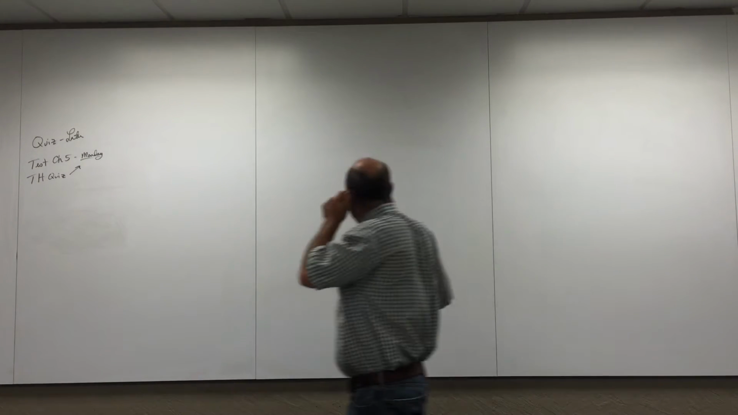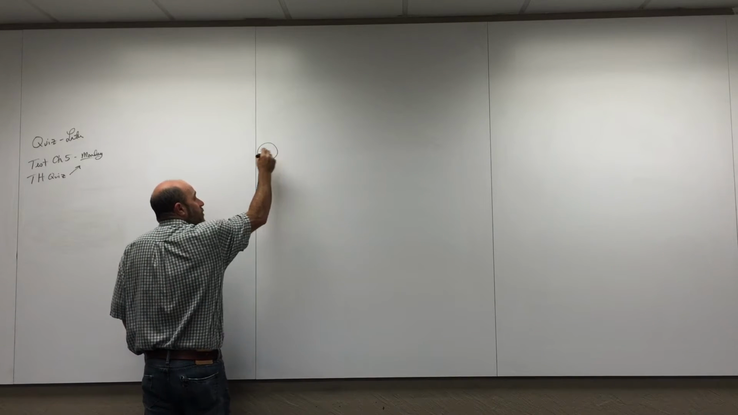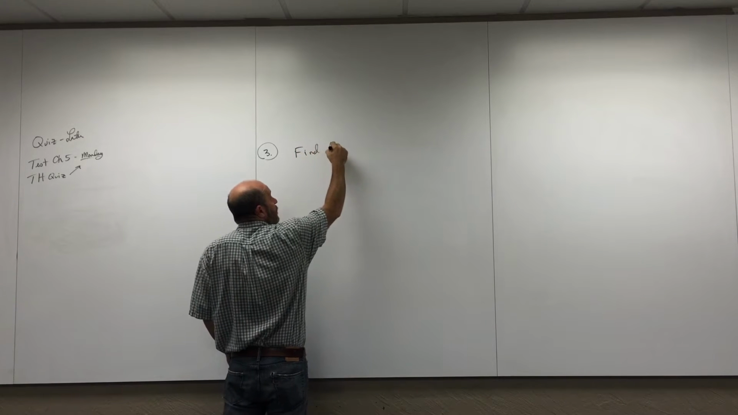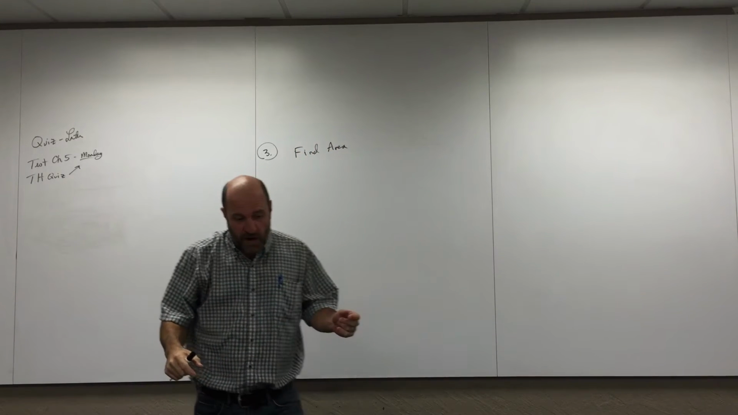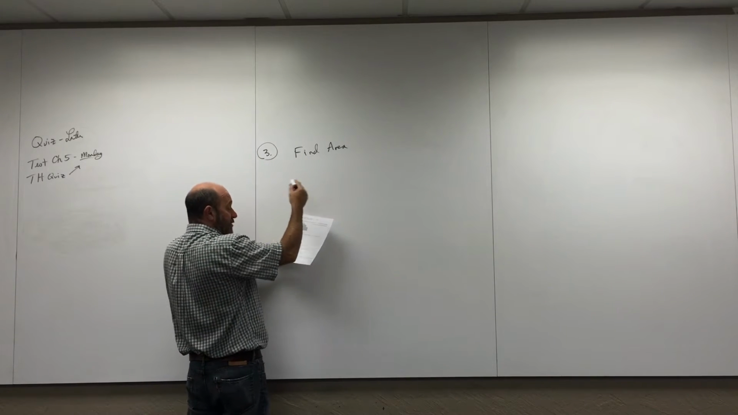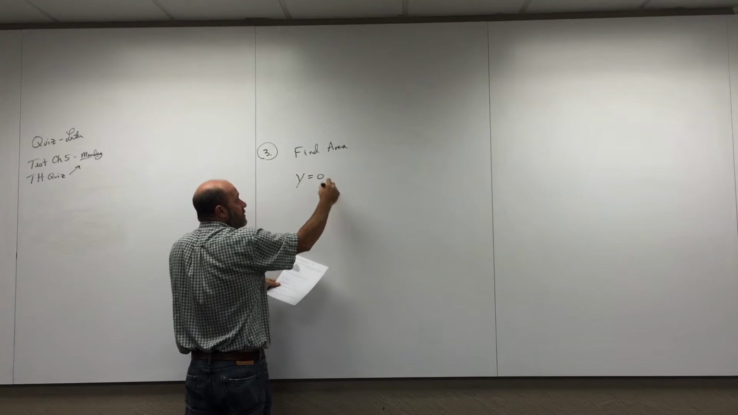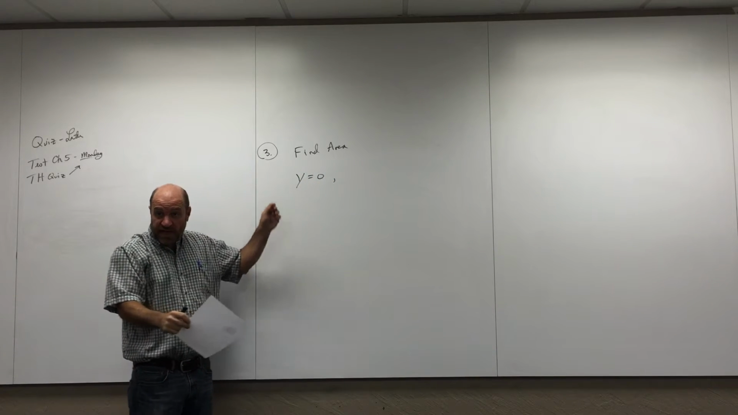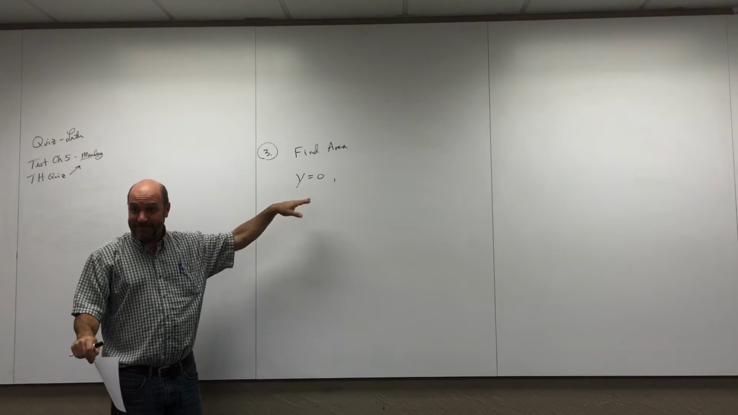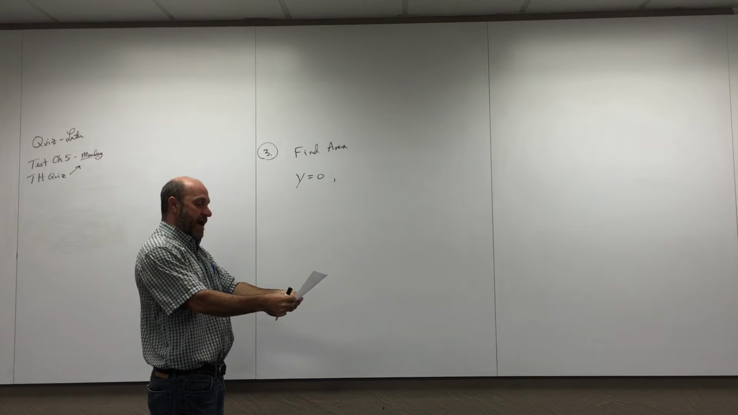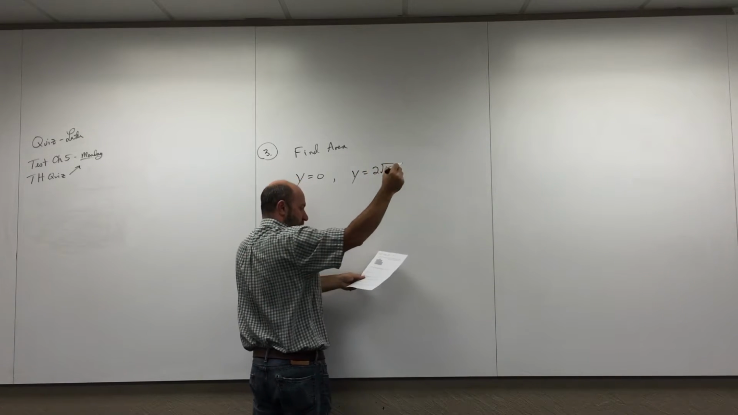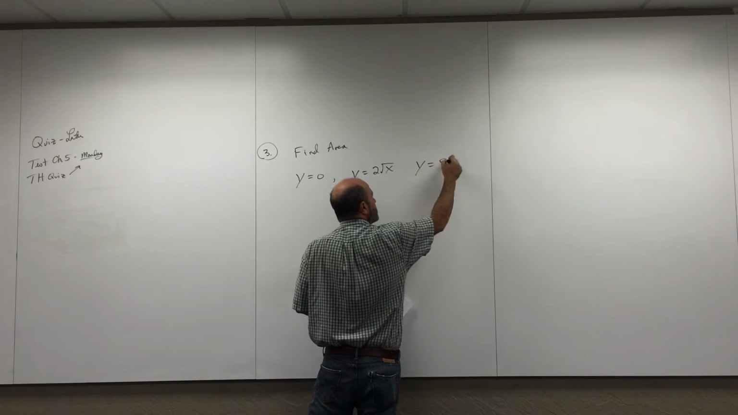So he just asked me about number 3 on your take-home quiz. It says to find the area bounded by these curves. I think it's important to understand what the boundaries are. The curves are y equals 0, which ain't much of a curve. It's just the x-axis, actually, right? Y equals 0, the x-axis. Y equals 2 square roots of x, and y equals 8 minus x.